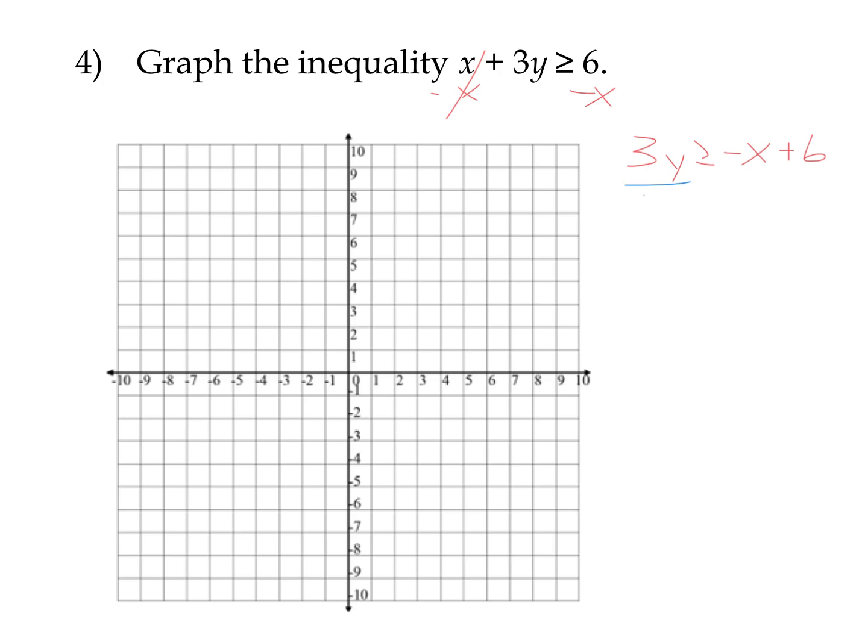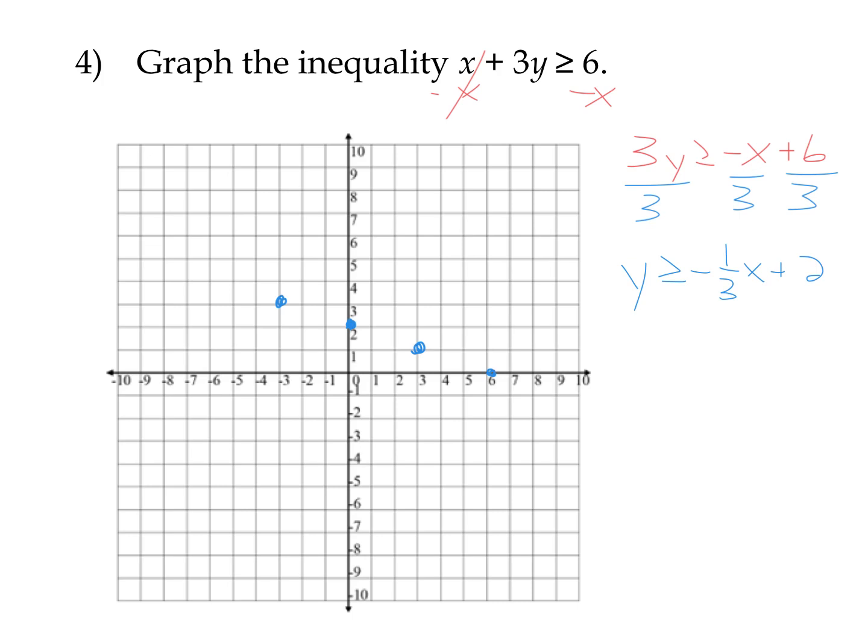Then I can divide everything by 3, and I get the y by itself: y greater than or equal to negative 1 over 3x plus 2. Now if I want to graph that, I first graph my boundary line. I can graph it using the y-intercept of 2, and then I'm going to have down 1 over 3 for my slope. Down 1 over 3, down 1 over 3. I could also go up 1 and left 3. I can make the 1 a positive and the 3 a negative.